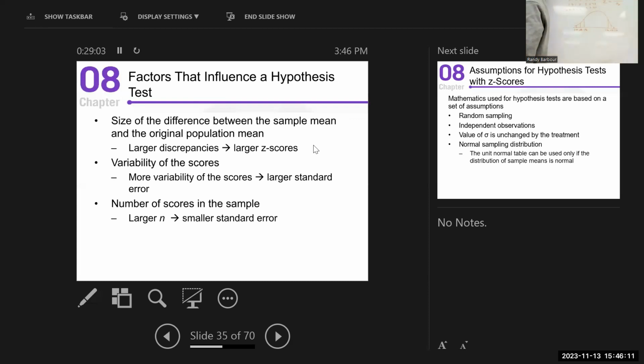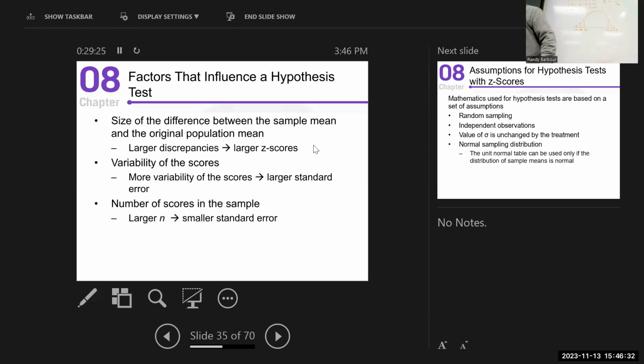The second factor says the variability of the scores. The more variability you have, the larger your standard error, meaning the larger your standard error, the smaller your z-score. Right? You want a small standard error to increase your z-score.